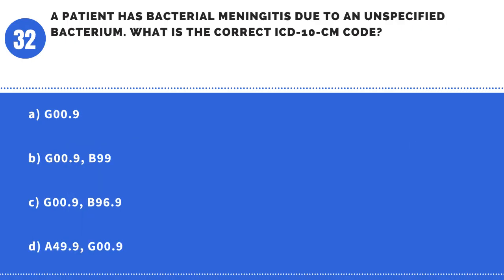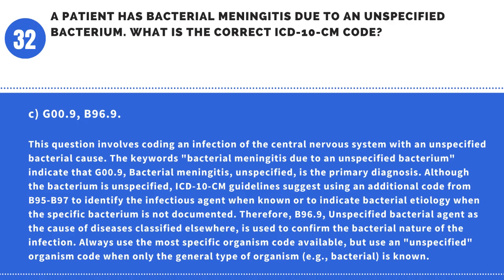Question 32. A patient has bacterial meningitis due to an unspecified bacterium. What is the correct ICD-10-CM code? A. G00.9, B. G00.9, B99, C. G00.9, B96.9, D. A49.9. Answer C. G00.9, B96.9. This question involves coding an infection of the central nervous system with an unspecified bacterial cause.